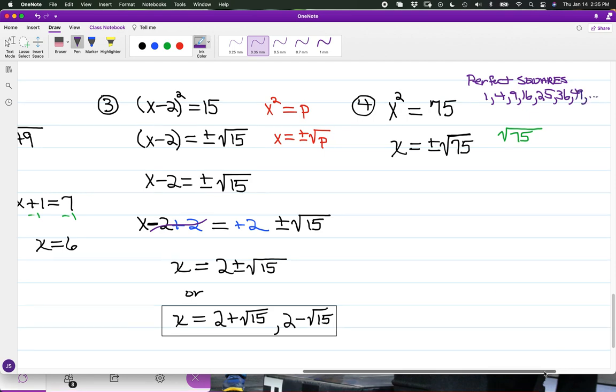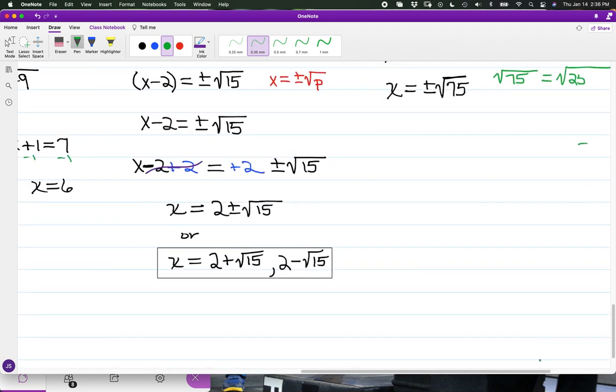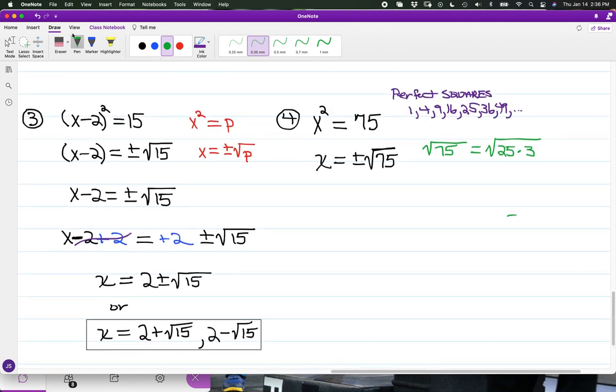Now for the number 75, the highest perfect square that will go into 75 is 25. And 25 into 75 is 3 times. So in taking what we have, the square root of 75 is the square root of 25 times the square root of 3. The square root of 25 is 5, and we have times the square root of 3.